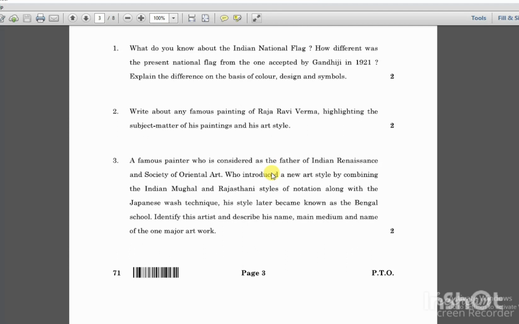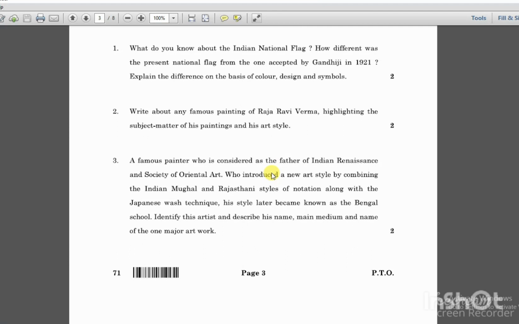So this is the difference. We have to explain the difference on the basis of color, design and symbol. So the flag which was brought in 1921 had a charkha, whereas the flag which is presently used has an Ashok Chakra. So this is the difference of symbols. So we could frame this answer accordingly.